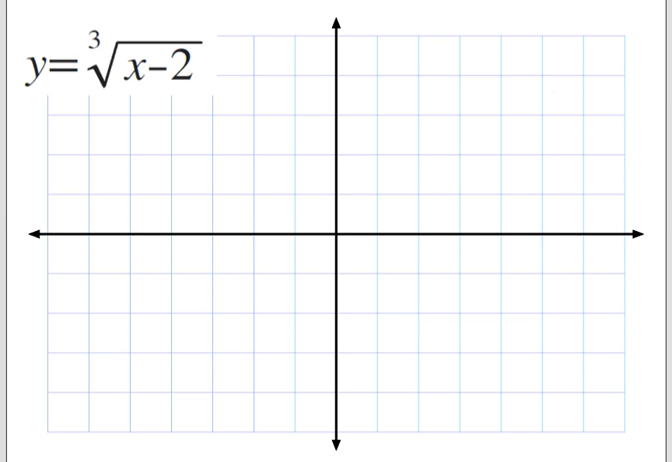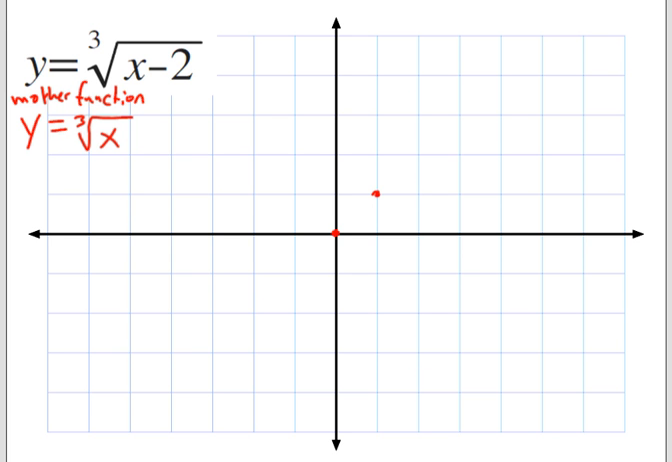So let's try graphing something with a cube root. What's my mother function? My mother function is y equals the cube root of x, without the 2, basically. So let's try that. The cube root of 0 is 0. The cube root of 1 is 1.